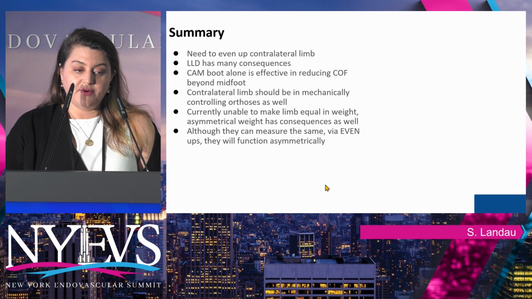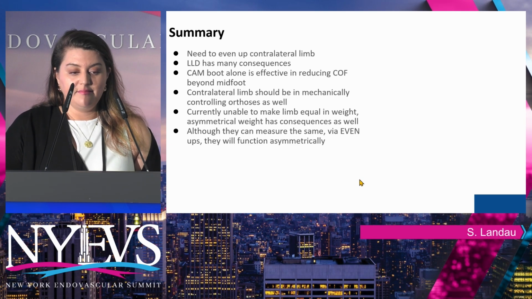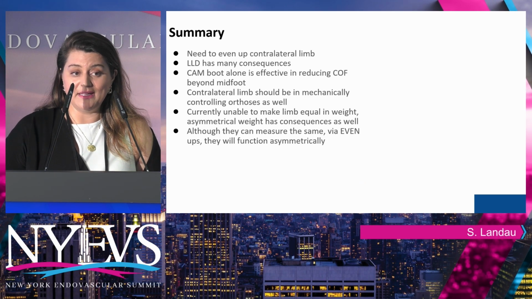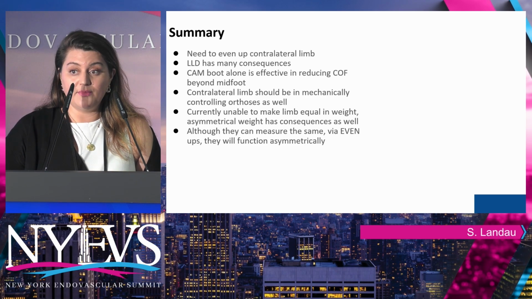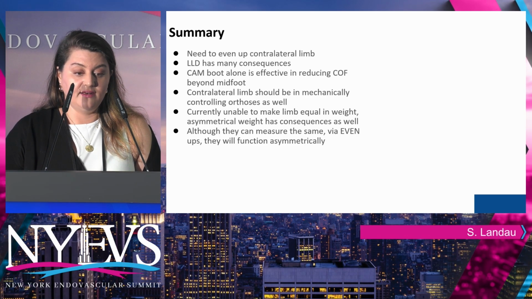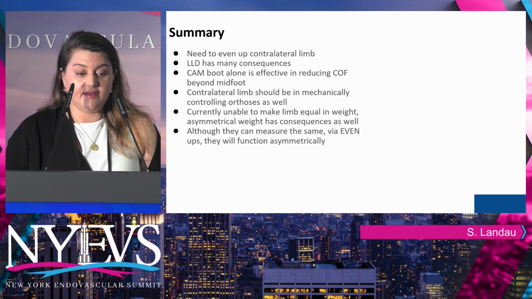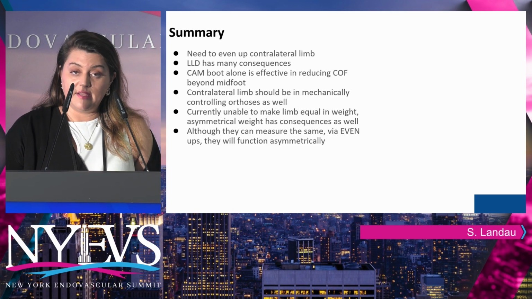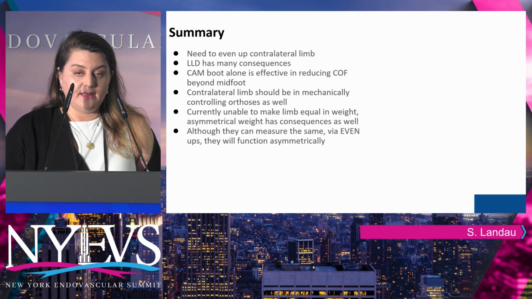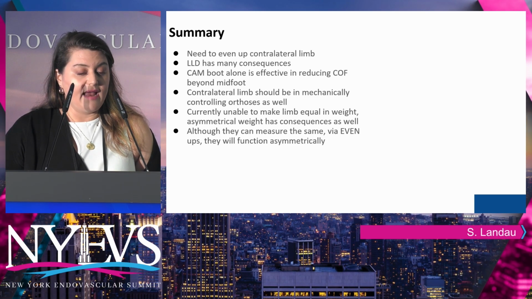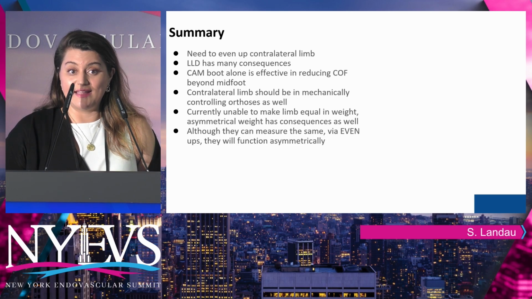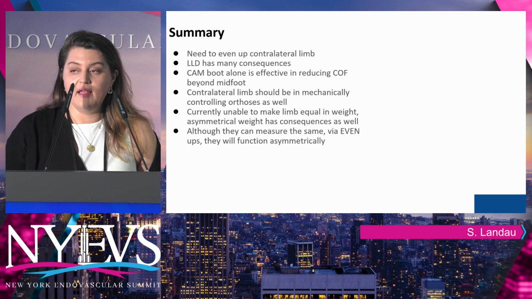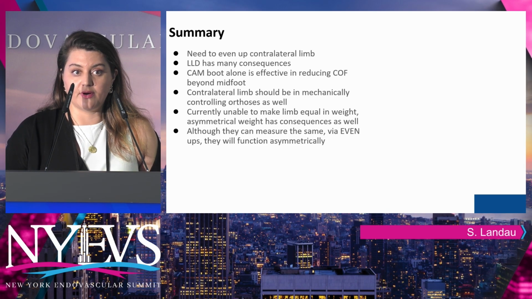So summary, you need to even up the contralateral limb, because the limb length discrepancy has many consequences. I actually know someone personally who needed back surgery after wearing a cam boot without a leveler on the contralateral side. The contralateral limb needs to be mechanically controlled via orthoses to not increase pressure on that side, but I don't know of a way to narrow that timing symmetrically, because the cam boot does weigh a lot. So although they can measure the same via the even up, they'll still function asymmetrically, which could torque the planted limb.